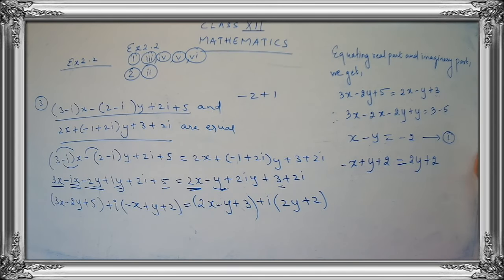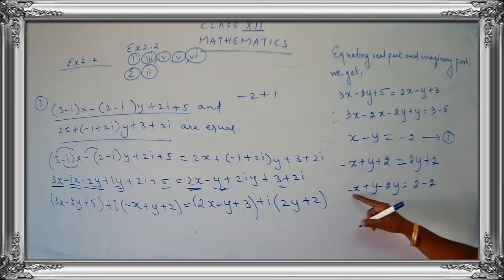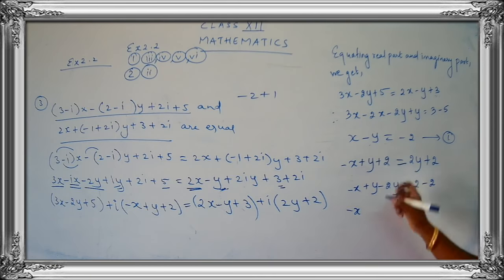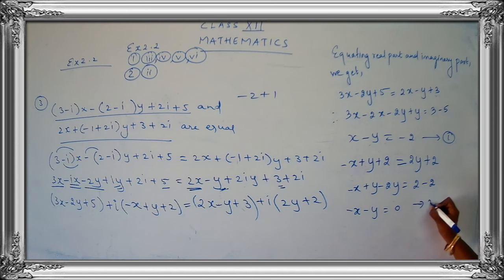In the same manner, try to bring all the variables on one side and keep the constants on one side. So minus x is a single term, then plus y minus 2y equal to 2 on the RHS. Bring this to this side, minus 2. Minus x, 1 minus 2, minus y is equal to 0. Minus x minus y is equal to 0. I will keep this equation as number 2.